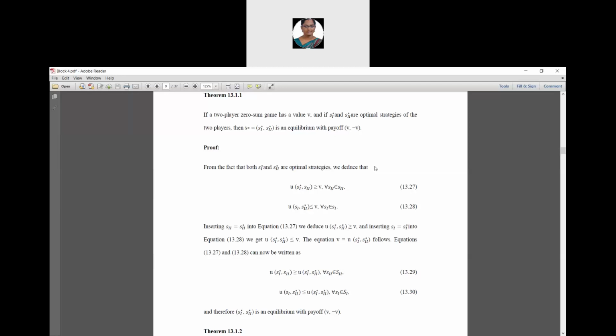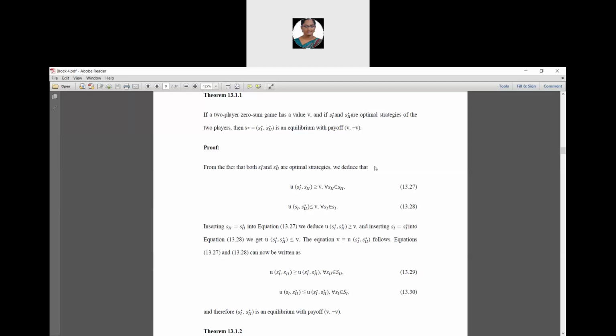U of S1 star comma S2 star greater than or equal to V. And we have to replace S1 is equal to S1 star in equation number 13.8. So we get U of S1 star comma S2 star less than or equal to V. So the equation is V equal to U of S1 star comma S2 star, as follows.